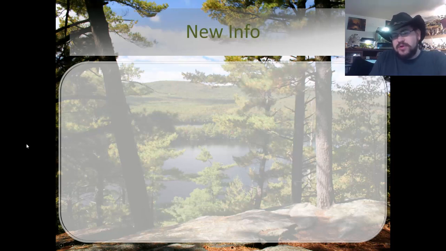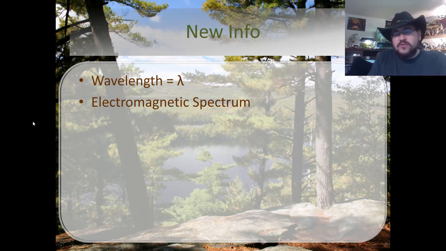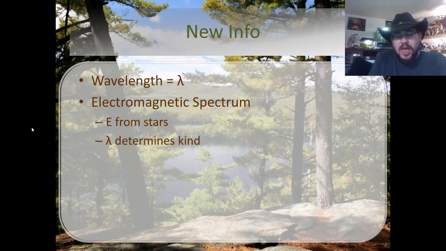Hopefully you all caught this in the previous video, but wavelength is abbreviated with a good old lambda. The electromagnetic spectrum is going to be a big thing we're going to be talking about. This is basically just all the energy released from stars. It comes in a variety of flavors: X-rays, gamma rays, infrared, radio waves, microwaves. There's a lot of different kinds of energy released from stars, and the wavelength of that specific energy determines what kind it is.